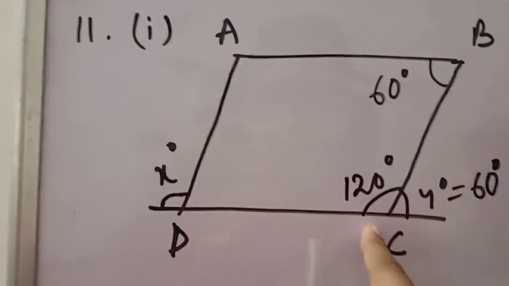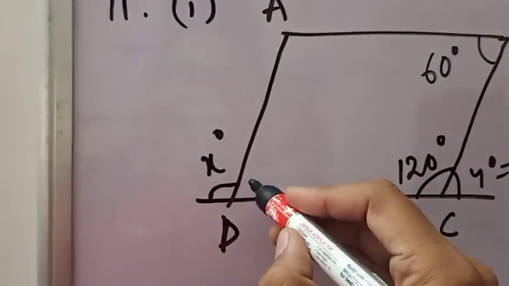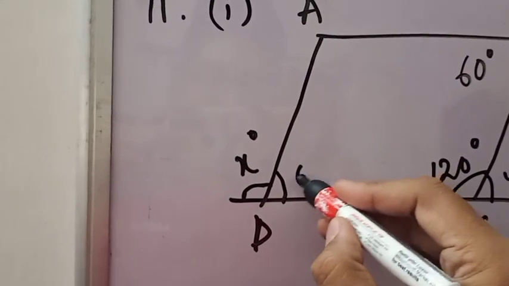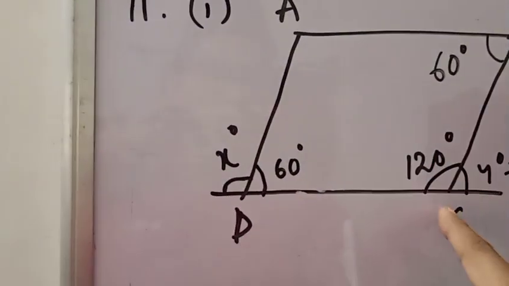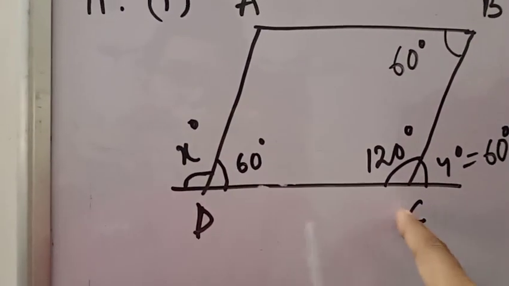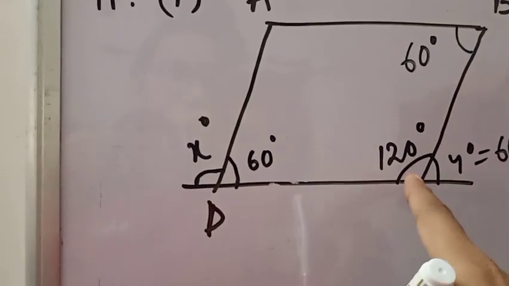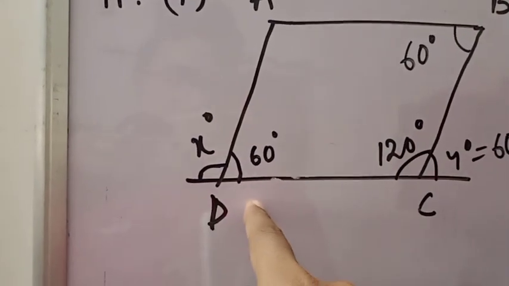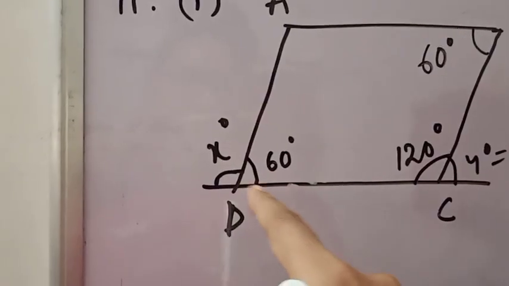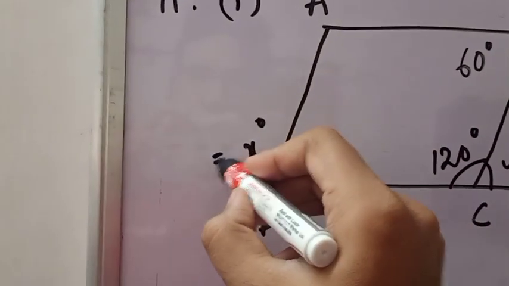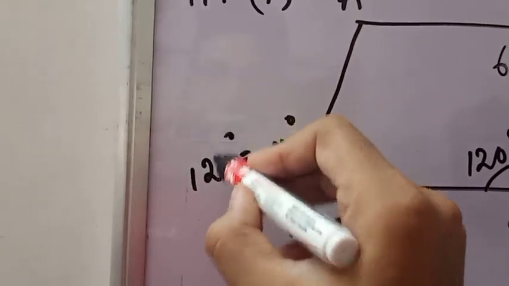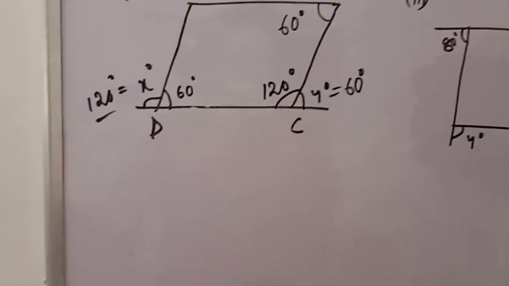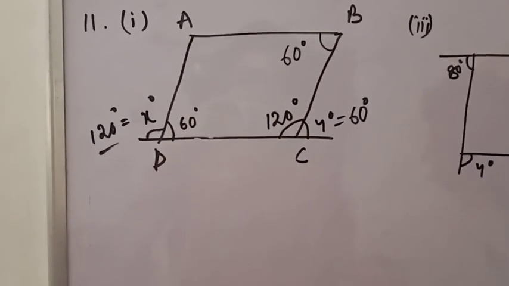If this is 120, then this is 60. Why? Because this is a parallelogram, so the adjacent angle addition is 180. So 180 minus 120, this is 60. Okay. So this is 60 and this is also in a linear pair. So x equals 120. So here x equals 120 and y equals 60.